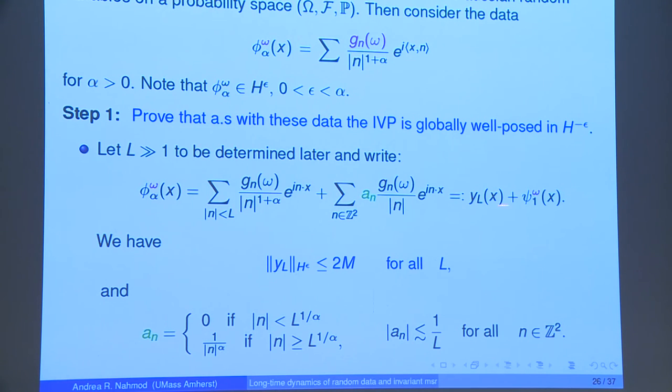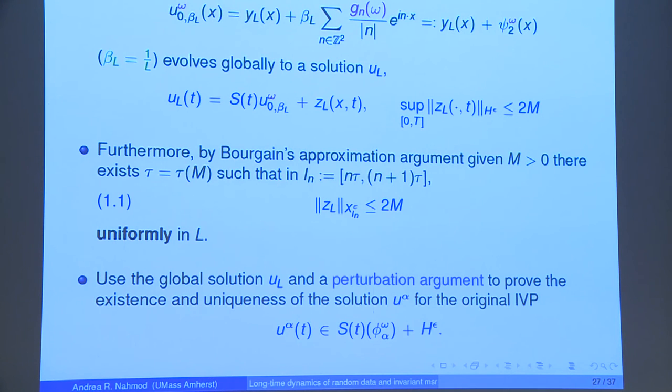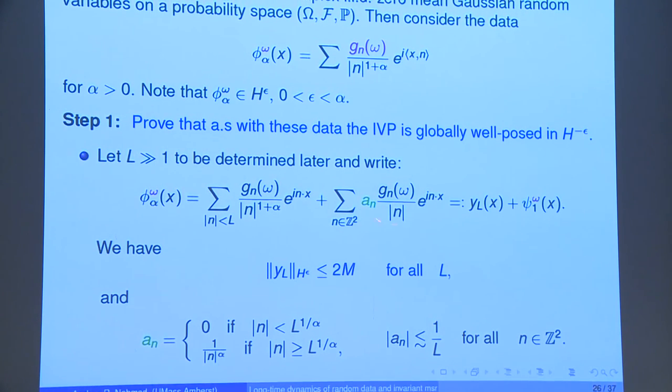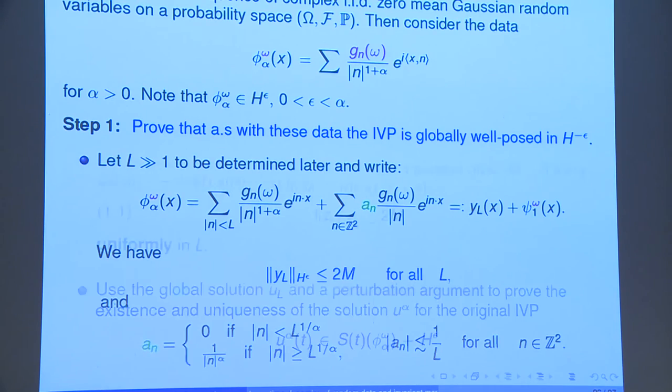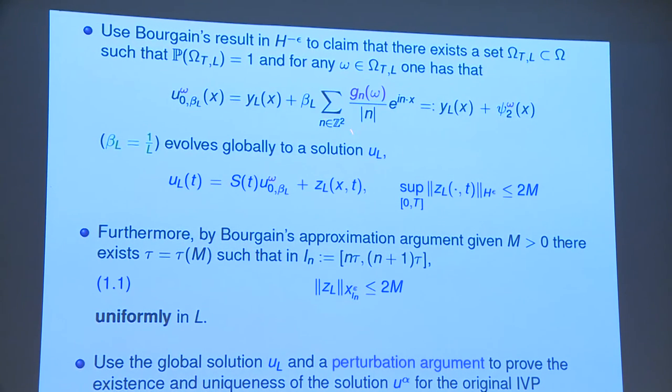And you write this as H_L plus psi 1 omega, that's this term. And so what you know is, this is just the low frequencies. Then in the H epsilon one, which is the regular one, this is uniformly bounded for all L. Okay, that's no problem. And these A_N's are, as I said, this sort of high pass filter, and in size they're always less than or equal to 1 over L. And so now what you do is you use Bourgain's result in H minus epsilon to claim that there exists a set with probability 1 such that if you look at this Y_L, leave this alone, take this Y_L, and you add to that this term. Okay, so this is a smoother.